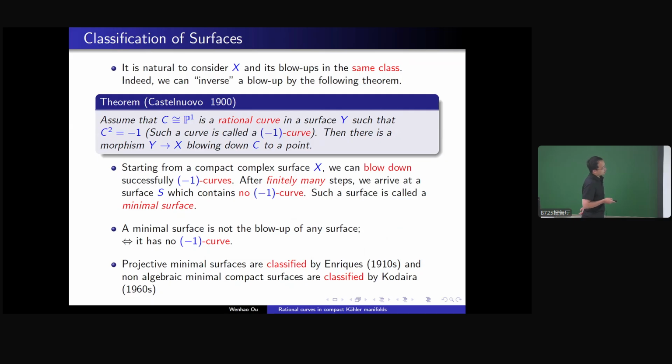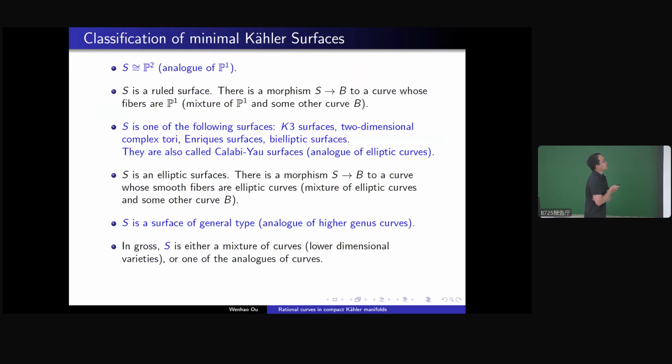This was done by Enriques in the 1910s for projective minimal surfaces. And for non-projective or non-algebraic minimal compact surfaces, they are classified by Kodaira, the same mathematician Kodaira as before, in the 1960s. So here is the list of the classification of minimal Kähler surfaces. I underline that this is the classification of Kähler surfaces. For all compact complex surfaces, there are two other types. And in this list, I use two colors.